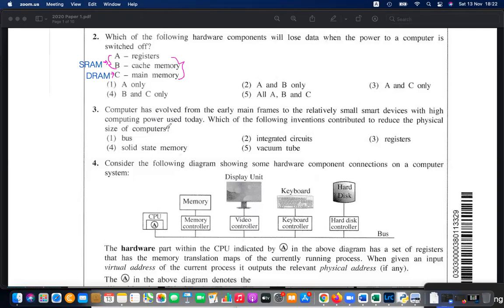SRAM is static, static means it's fixed, it's there. SRAM is static, so it doesn't need to be refreshed, it just stays as it is. But DRAM needs periodic refreshing.